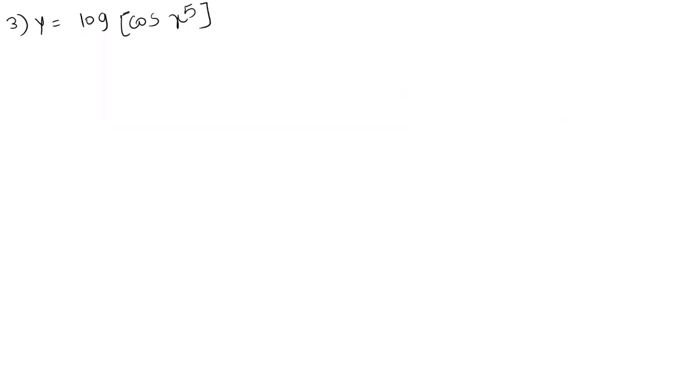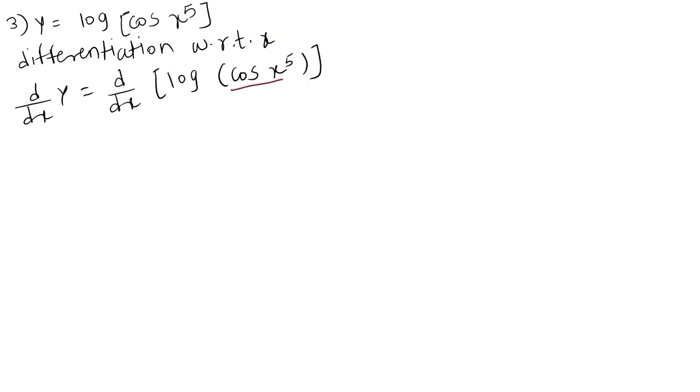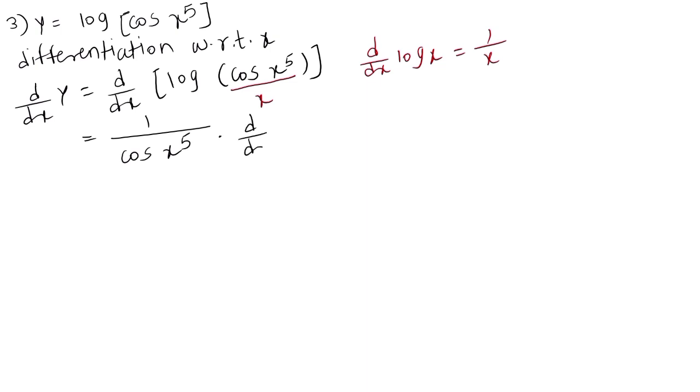Our next example is y is equal to log of cos x raised to 5. Write a differentiation with respect to x. Put d by dx on both sides. Consider cos x raised to 5 as x and differentiate with differentiation of log x formula, and differentiation of log x is 1 upon x. So now we can write 1 upon cos x raised to 5 into, now we need to take differentiation of cos x raised to 5.